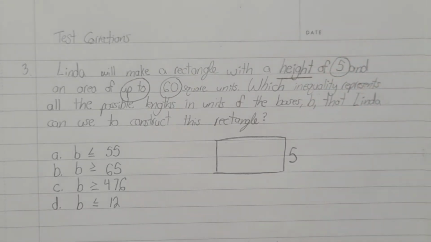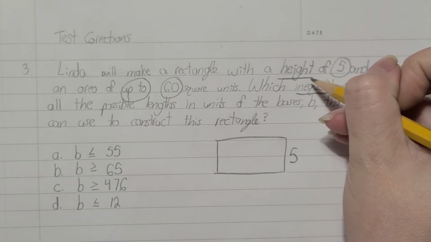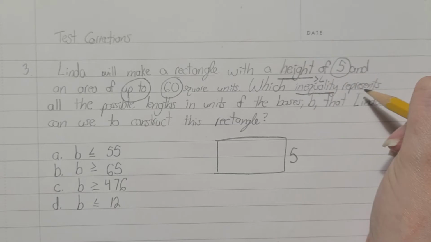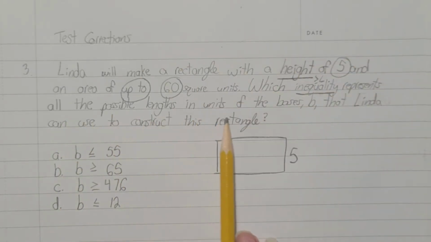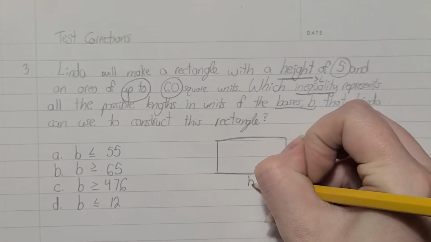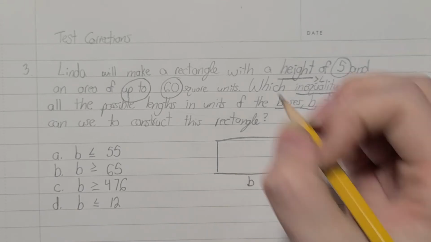Okay. Which inequality, remember inequalities are the ones where it's not equal to, it's greater than or less than or greater than or equal to, less than or equal to. So which inequality represents all the possible lengths and units of the bases, B, I'm going to say that's B, that Linda can use to construct the rectangle.